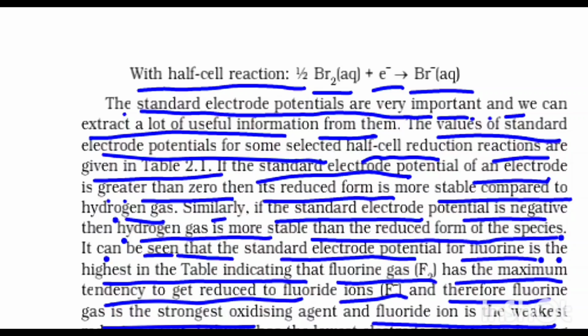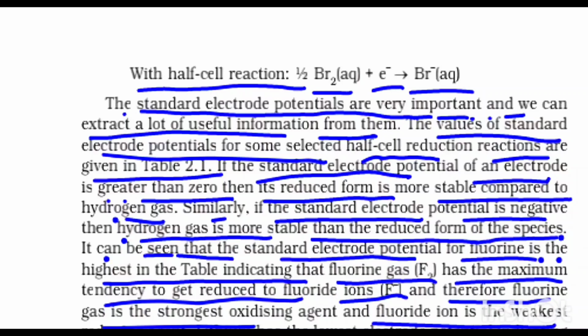The standard electrode potentials are very important and we can extract a lot of useful information from them. The values of standard electrode potential for some selected half-cell reduction reactions are given in table 2.1. If the standard electrode potential of an electrode is greater than 0, then its reduced form is more stable as compared to hydrogen gas. Similarly, if the standard electrode potential is negative, then hydrogen gas is more stable than the reduced form of the species.